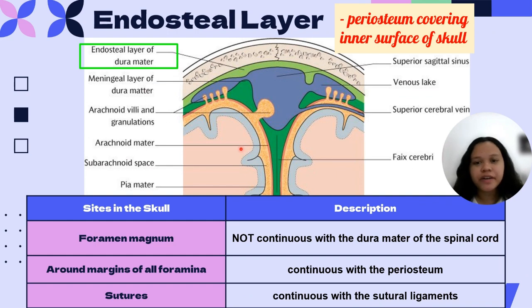The endosteal layer is basically a periosteum covering the inner surface of the skull. And if you can recall, periosteum is a membrane that covers bones. So here we can see the endosteal layer of the dura mater. At certain sites in the skull, like in the foramen magnum, the endosteal layer is not continuous with the dura mater of the spinal cord. Around the margins of all foramina, it is continuous with the periosteum, and at the sutural level, it is continuous with the sutural ligaments.